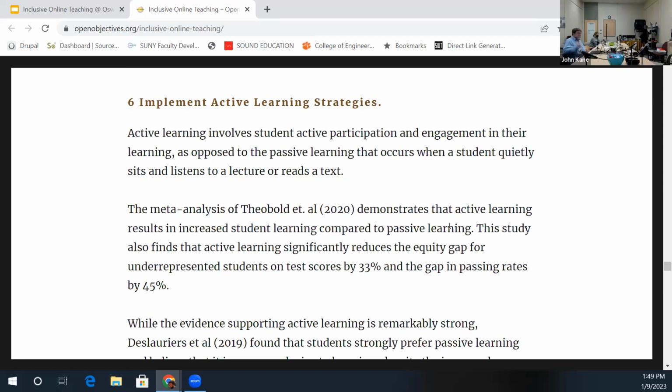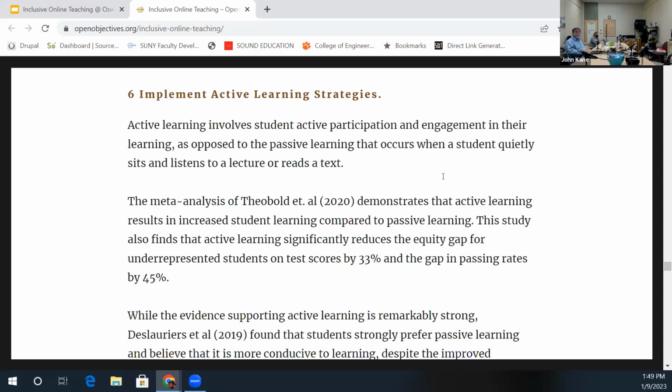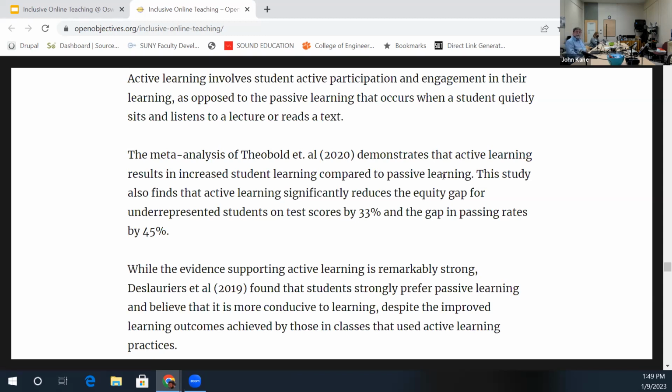Another thing you can do is include active learning, because one of the most inclusive practices that you can do is use active learning activities where students are not passively reading something, but they're actively engaged in creating something or actively engaged in using the materials. And there's lots of ways they could do that. I just mentioned some of the research there, that the meta-analysis found that active learning significantly reduces the equity gap for underrepresented students on test scores by 1/3, and the gap in passing rates by 45%. And that's a pretty dramatic difference.